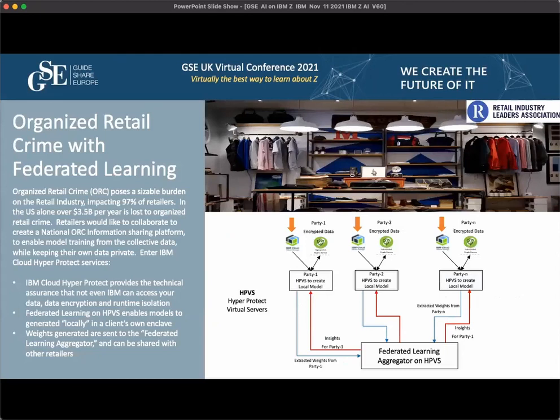This is another use case in our Hyper Protect Virtual Server environments on the cloud that is really leveraging not only the Hyper Protect Virtual Server environment in terms of being a confidential computing environment, but also leveraging federated learning, which is a technology that's part of Watson Studio and Cloud Pak for Data. With the rise in retail crime, especially during the pandemic in the US, a lot of the retailers wanted to be able to collaborate so they can help each other recognize new patterns in organized retail crime, but not necessarily share the customer data.